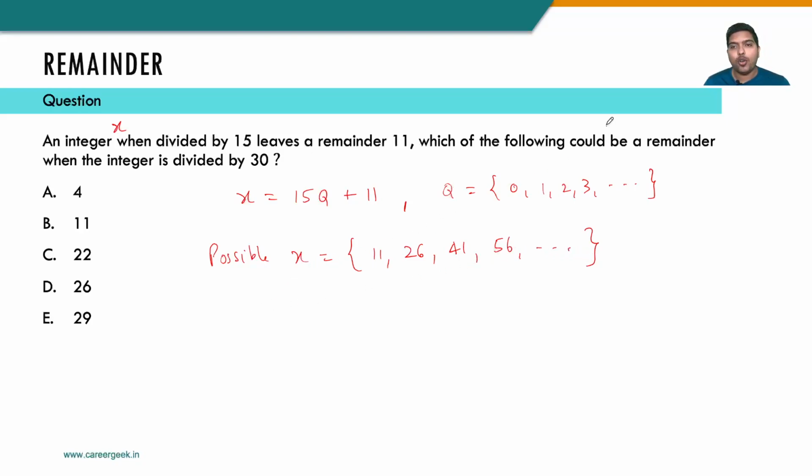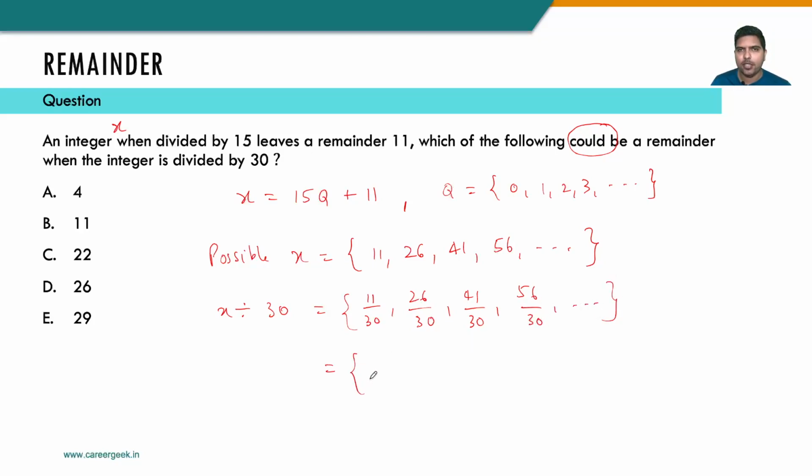Which of the following could be, not must be. See how the wordings are changing. In the previous question, it's a must. Here it is could be. Could be means a possible remainder. Now, when I divide x by 30, you'll need to divide each and every possible value by 30 and check the possible remainders.